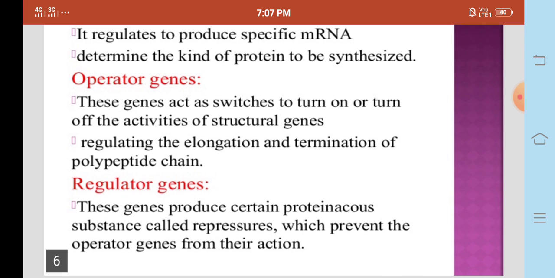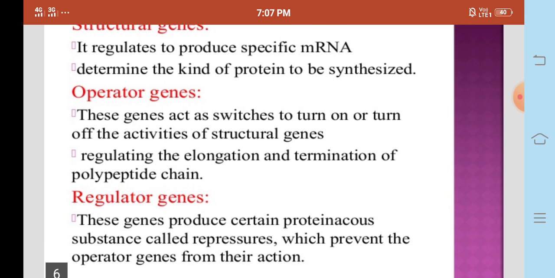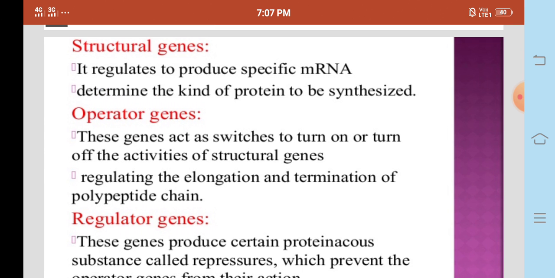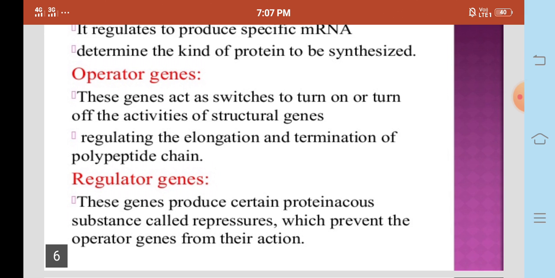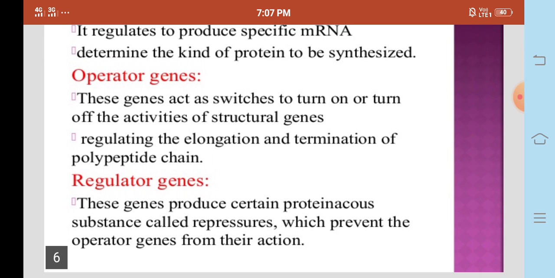Operator genes. These genes act as switches to turn on or turn off the activities of structural genes. The structural genes depend on operator genes. The operator genes are involved in the switches to turn on or turn off. Next, they regulate the elongation and termination of polypeptide chains. Next, regulator genes. These genes produce certain proteinaceous substances called repressors, which prevent the operator genes from their action.